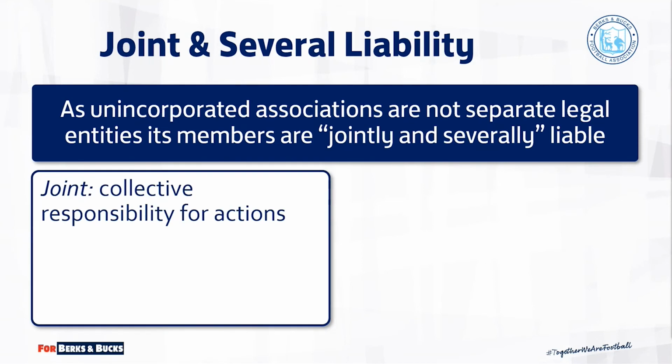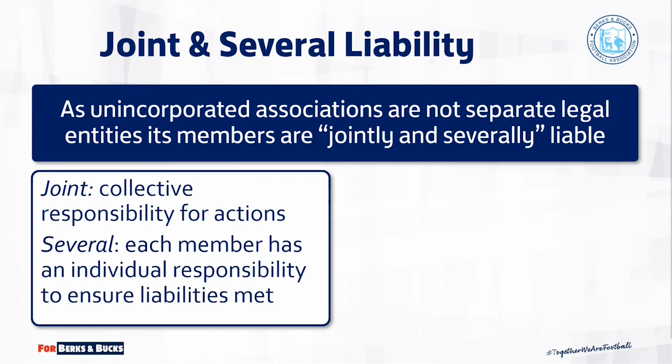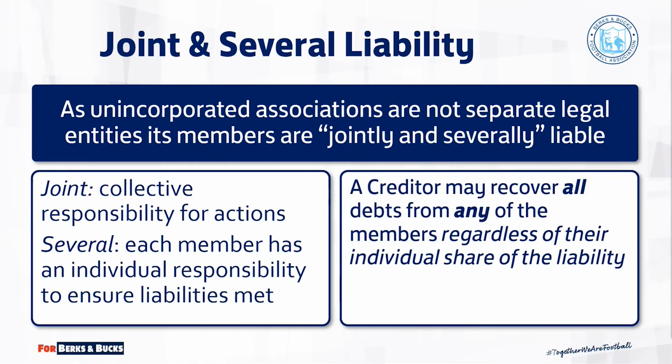Joint means it's a collective responsibility for their actions. So every single member has a shared responsibility for the contracts that they enter into, those agreements, and the risk that's incurred. But several also means that they can be held individually responsible in order to meet those liabilities. In practical terms, what this means is that a creditor, let's say someone that the club owes money to, can try to recover all of the debt, so the total amount owed, from any member of the club, regardless of their individual share of the liability.